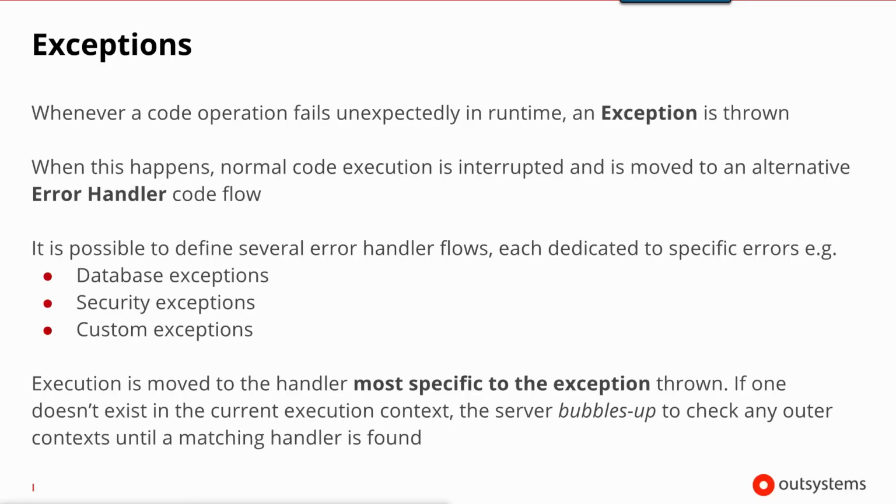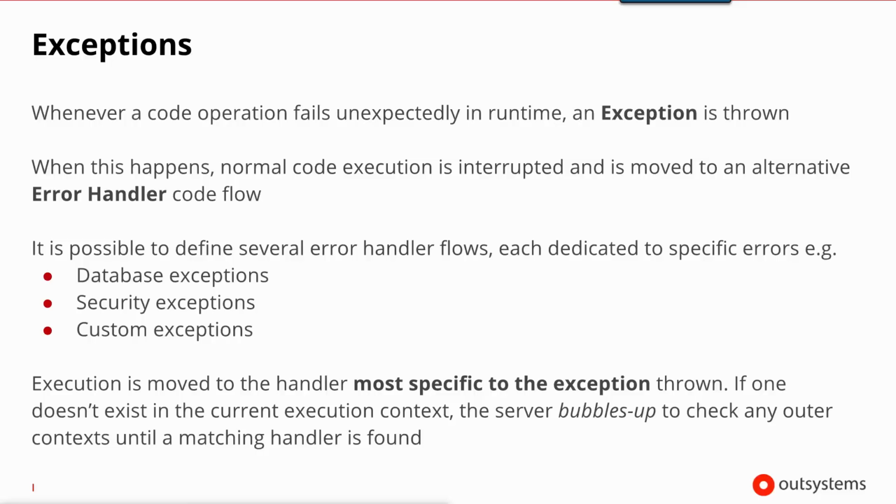Now, if you have done any programming in modern languages, you already know about exceptions. Whenever a code operation fails, an exception is thrown, and the same thing happens in an OutSystems application. When this happens, the normal code execution is interrupted and moved to an alternate flow, that is, the error handler. In any action, you can have several error handlers, depending on the nature of the error that you want to catch. So you can have database exceptions, security exceptions, or even custom exceptions that you explicitly throw.